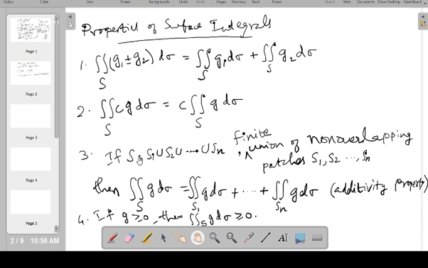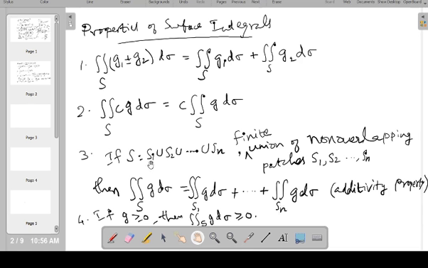The third property is called the additivity property. If a surface S is a finite union of non-overlapping patches S1, S2, etc., Sn, then the surface integral of g over S is the same as the surface integral of g over S1 plus etc. plus the surface integral of g over Sn.